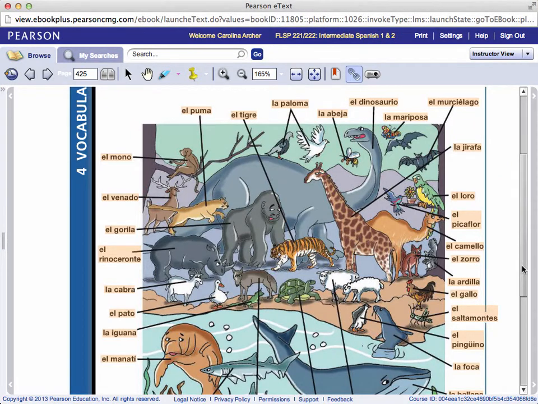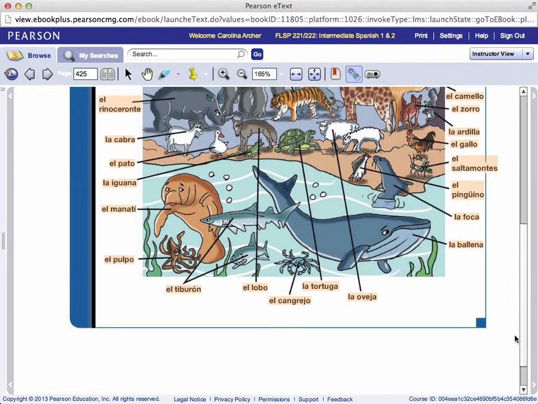Let's scroll down here. El manatí, I really have no idea what that is. The book says actually that it is a manatee. I have never seen that word. Okay, so whatever this is. Looks like a walrus or something.